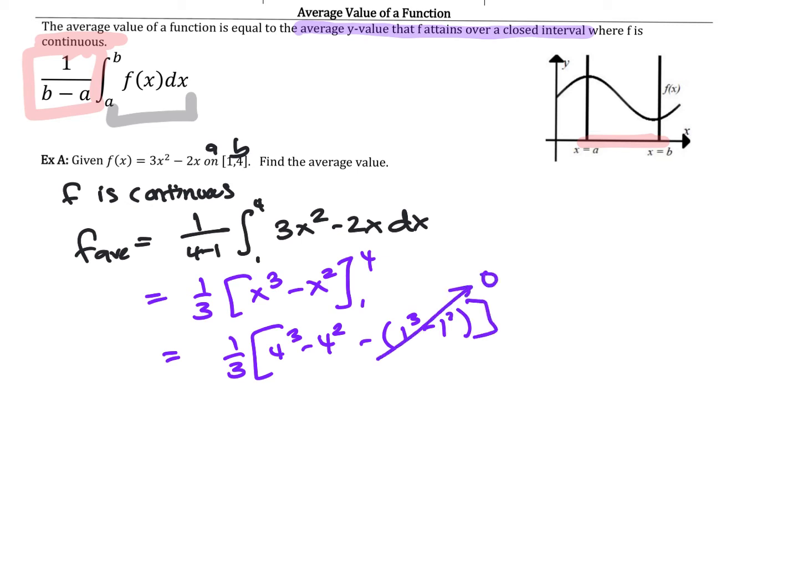This is going to be 0. So this is going to be 1/3 times 64 minus 16, or 1/3 of 48, which is 16. So the average value of the function 3x squared minus 2x from 1 to 4 is 16. If I considered all of the values that it obtained from 1 to 4, the average of all of those values is 16. Now we're going to extend this idea a little bit to talk about the mean value theorem for integrals.